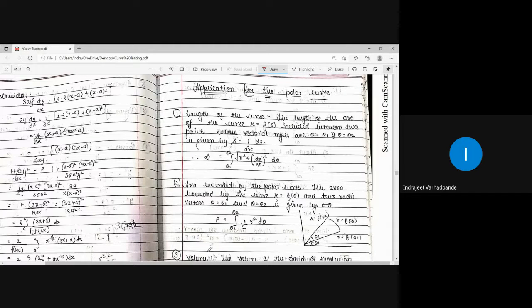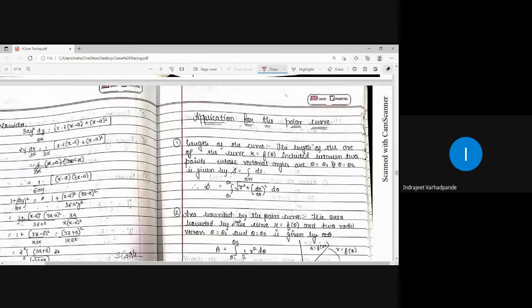The next important portion we are going to discuss now is application for the polar curves. Unlike the Cartesian coordinate curves we have discussed, where the first portion was tracing of the curve, the second was the application part, in which we found the length, which is called rectification or perimeter, area, which is called quadrature, third the area of surface of solid of revolution about x-axis and about y-axis, and lastly we talked about the volume of solid of revolution about x-axis and about y-axis.